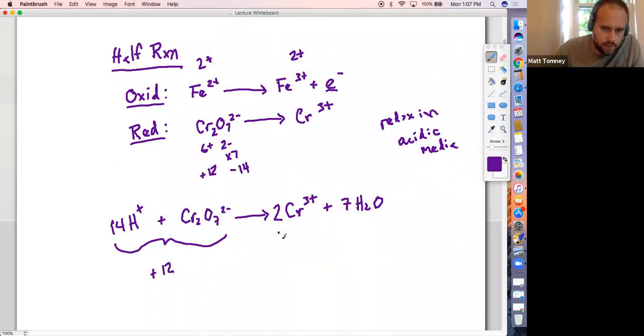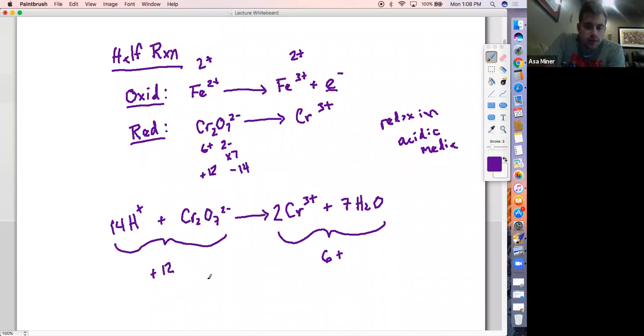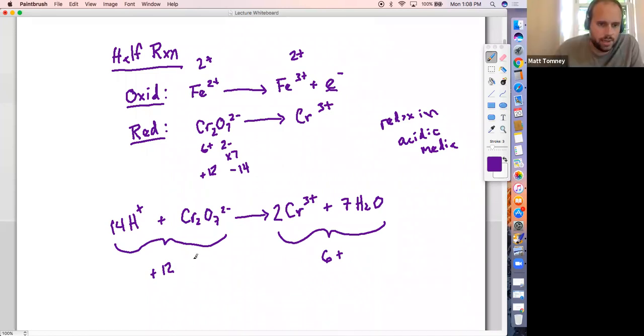And then over here, I've got 2 chromiums at 3 plus apiece, and water is neutral. So over here, I have a total of 6 plus. Now, where do I need to add electrons to make this balance out? The reactants. Exactly. If I have 12 plus, electrons are negative, so I need 6 of them. I have to add 6 electrons over here in order to make this a 6 plus. And then electronically speaking, I'm balanced over here.